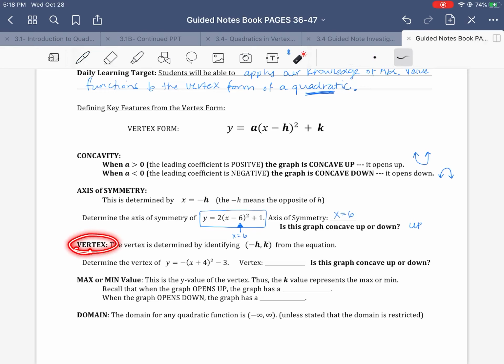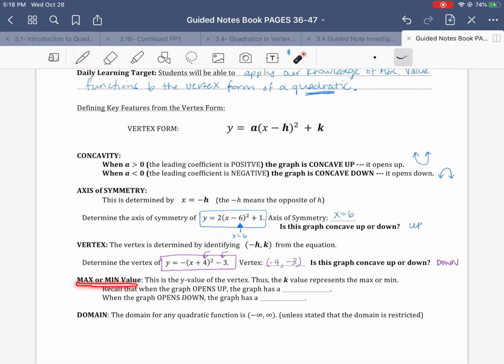Again, we could find the vertex, right? The vertex is determined by finding that (h, k) value. So if this is the one that we're looking at, y is equal to negative (x plus 4) quantity squared minus 3, our vertex comes from the 4 and the negative 3. Again, we do the opposite of the h value, and then we use the k value there. Notice out front, this graph has a negative as its leading coefficient, so this one is going to be concave down. This one's opening down.